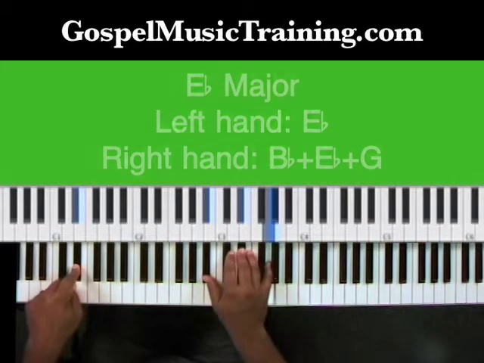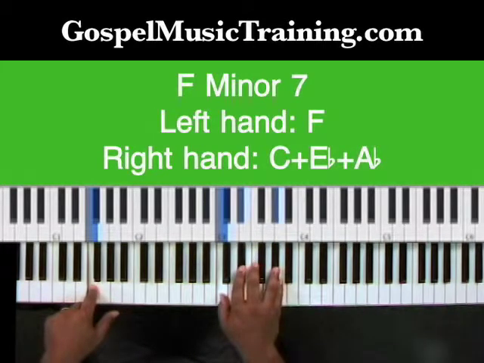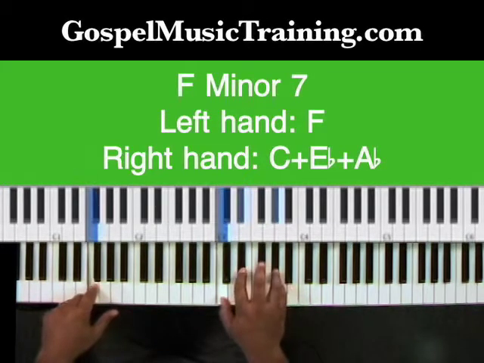From here we go to the 2. The 2 is F, so we got F in my left hand, and in my right hand I have C, E flat, A flat.